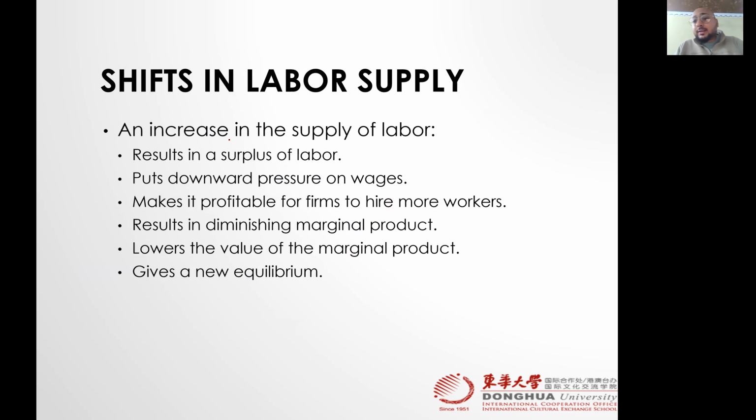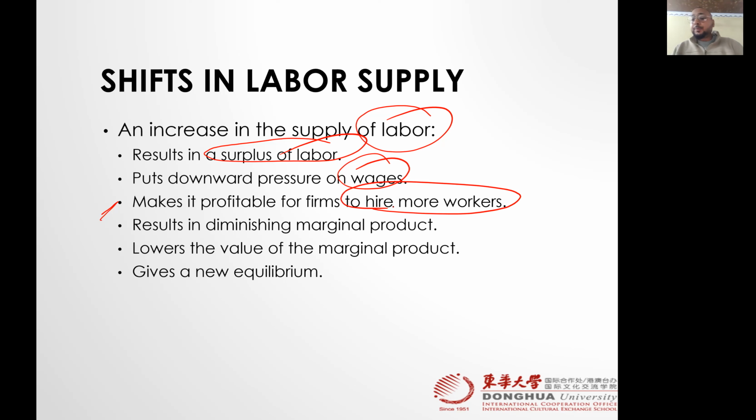So an increase in labor supply results in a surplus of labor because there is more quantity of labor or apple pickers available. So it puts downward pressure on wages, so it makes it profitable for a firm to hire more workers. Why? Because wages decrease and wages are a part of the cost of production.